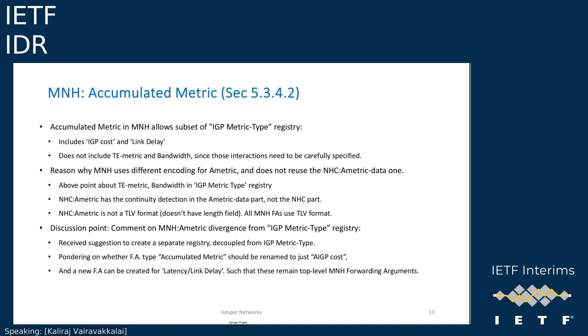So I'm pondering whether this accumulated metric can just be renamed IGP cost and brought in as a top layer forwarding argument in MNH, instead of a nested accumulated metric and then IGP cost, so that anything else like latency can also be added as a separate forwarding argument, so that it keeps things simple. And there's one registry which clearly specifies what MNH allows, and it is separate from IGP metric type, so we don't have the creep-in of types that we don't know how to handle.